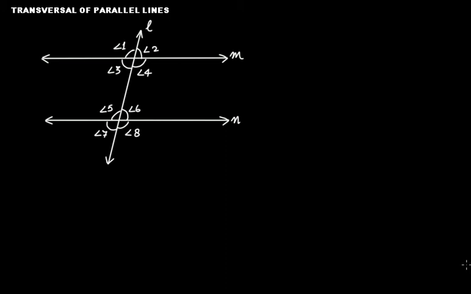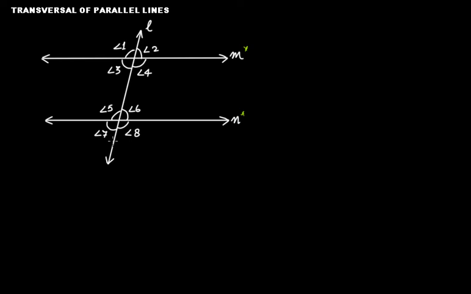In our previous video, we discussed transversal, and in this video, we are going to discuss transversal of parallel lines. So lines M and N are parallel lines, and since this line L is intersecting lines M and N at two distinct points, line L is a transversal to these two parallel lines. Okay, so the next question is, can a line be transversal to more than two parallel lines?